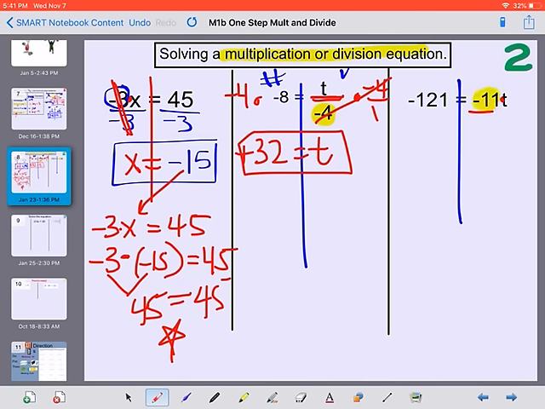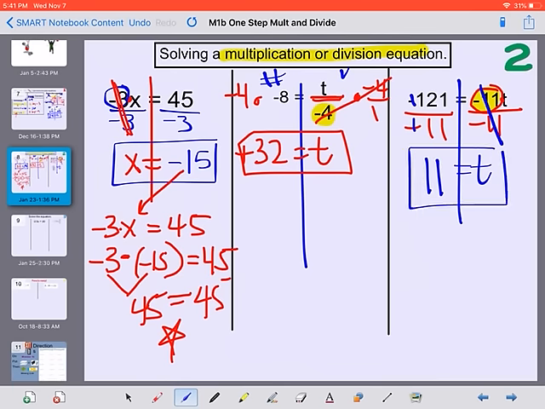The opposite of multiplying is dividing. We're dividing by this whole number, negative 11. Dividing by negative 11, so 11 over 11 is just 1. So we have t left over. Two grumpy numbers get along. Those are really positives. 11 times what is 121? Well, 11 times 11 is 121. You can plug that in your calculator to divide.